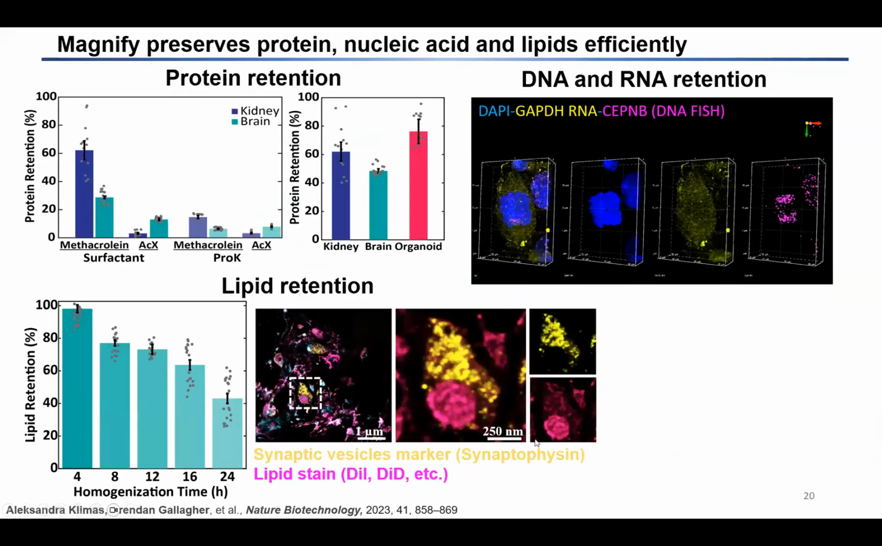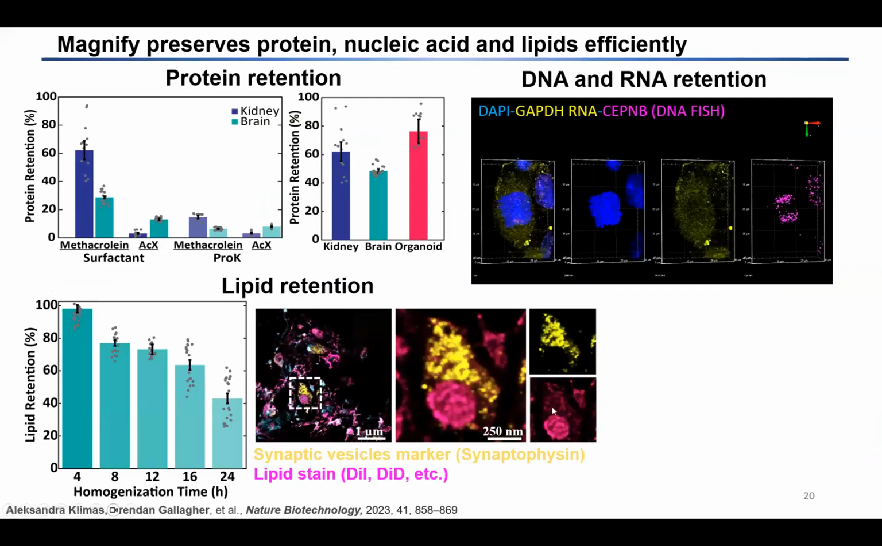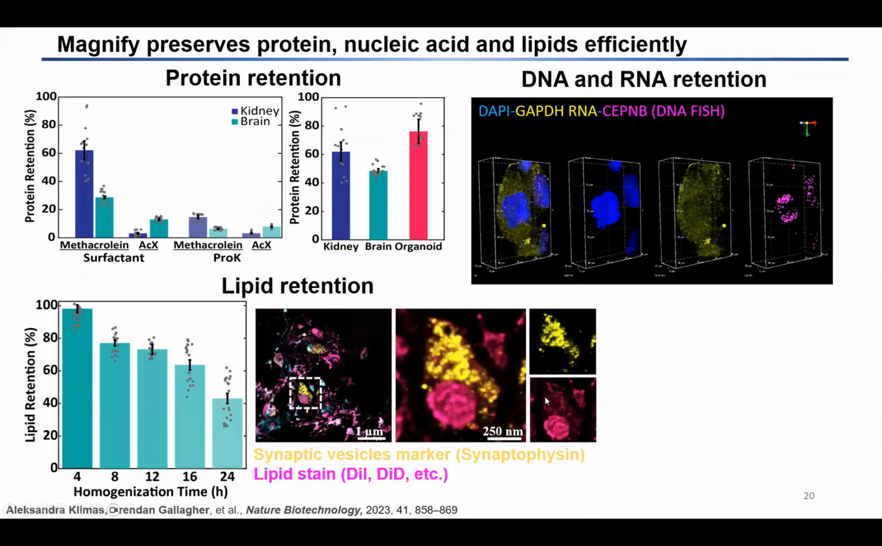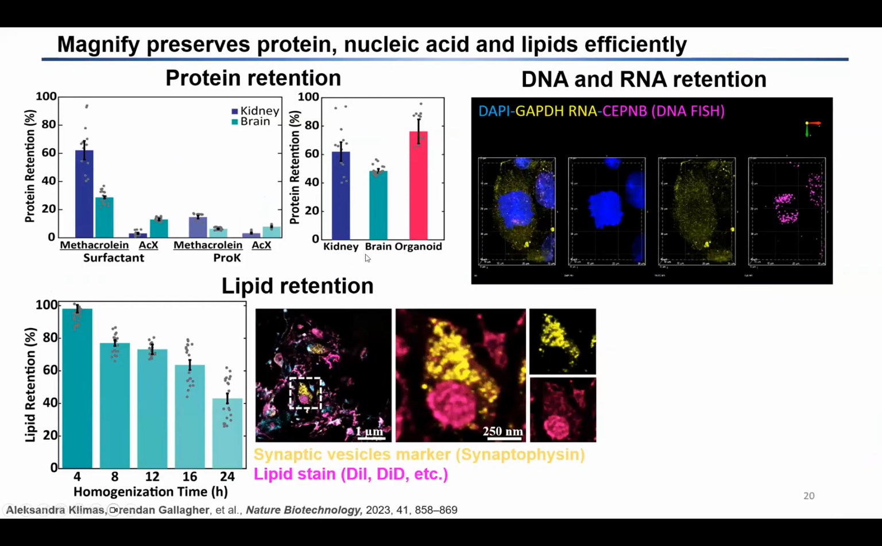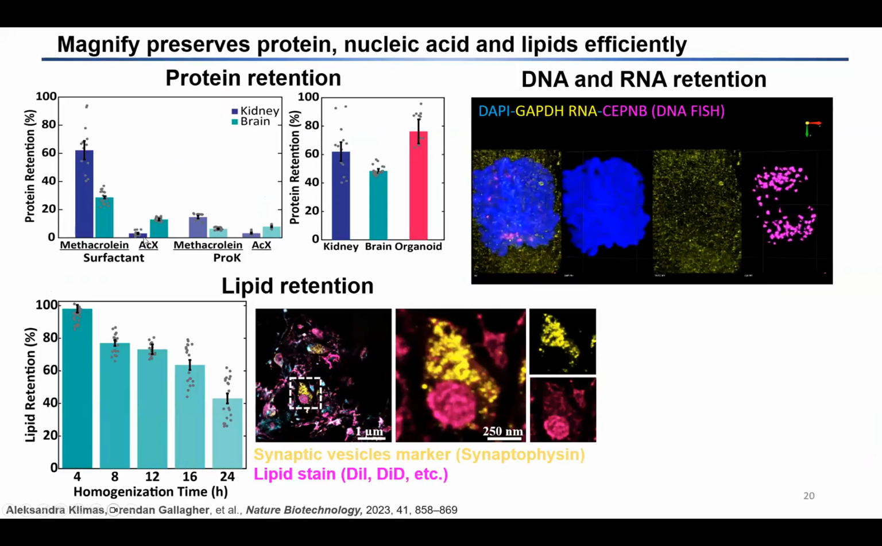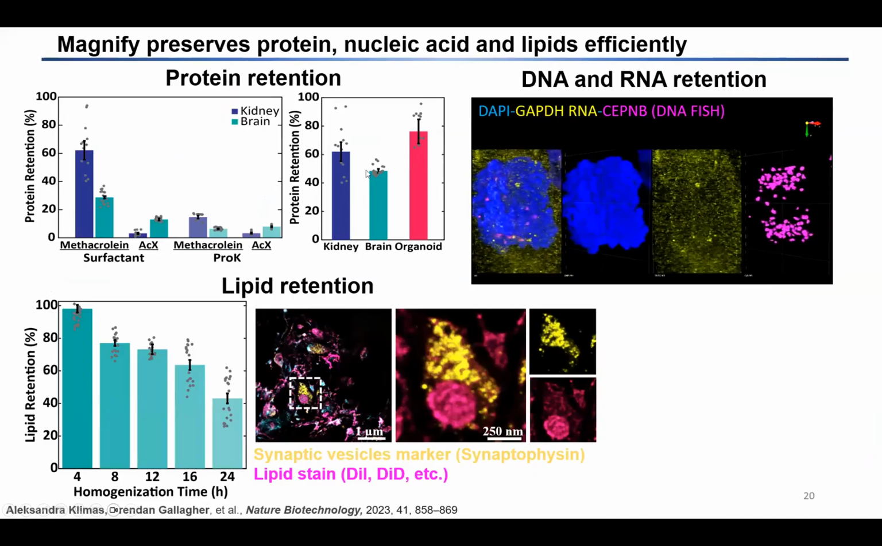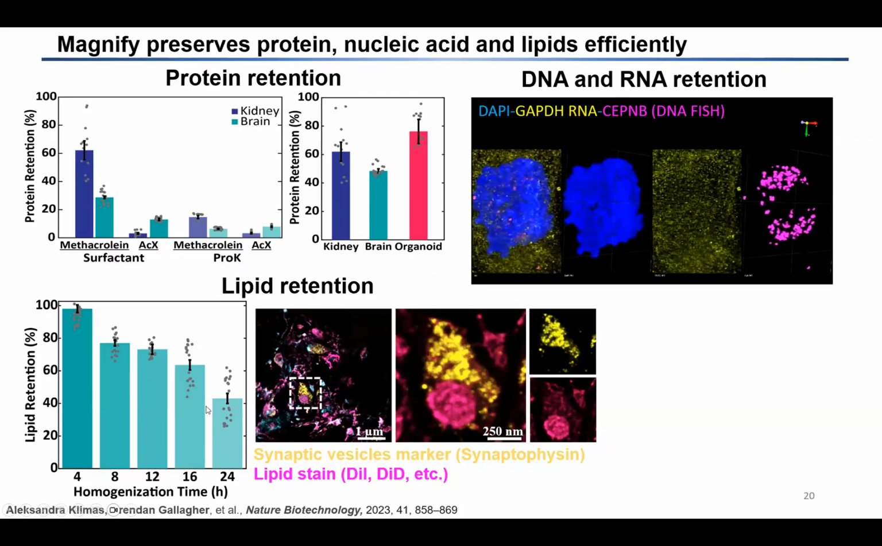Because we use universal molecular anchors, we can actually retain all kinds of biomolecules: proteins, lipids, nucleic acids. So here I just show some examples. For example, we retain the protein very efficiently compared to the old methods using acryloyl-X. And then the retention of the protein remains efficient across different types of organs and tissues.